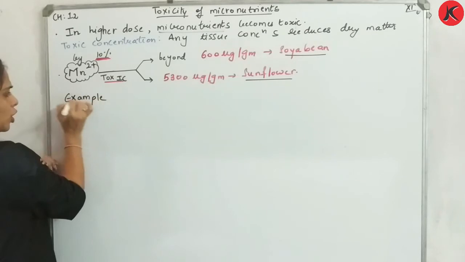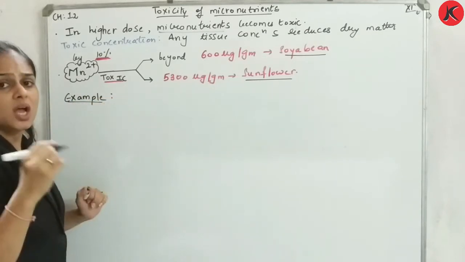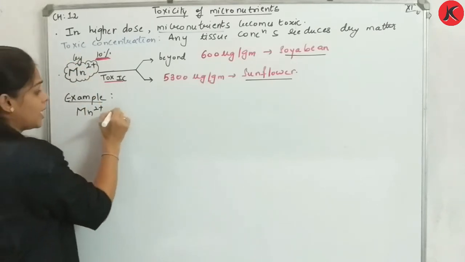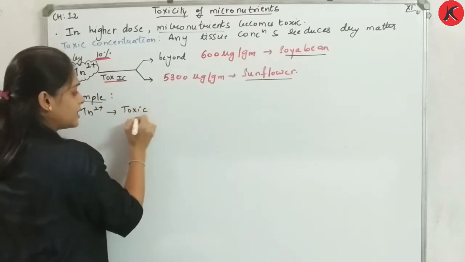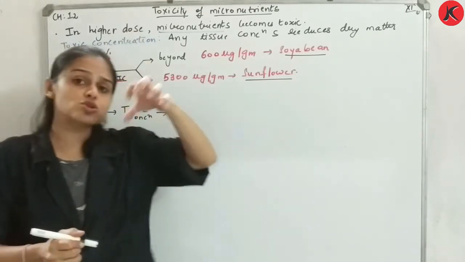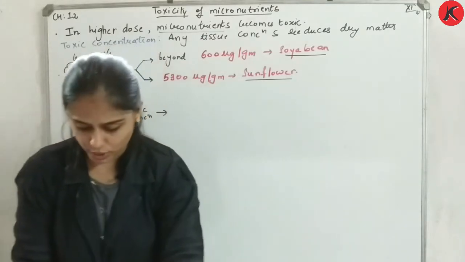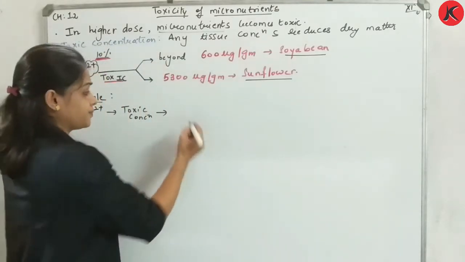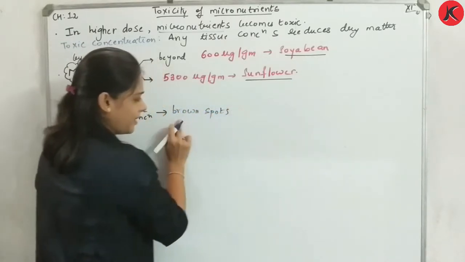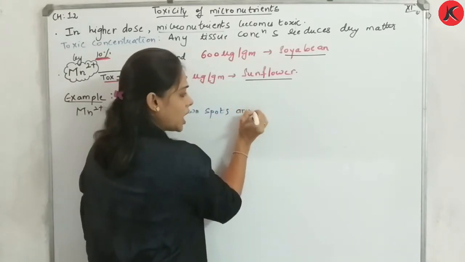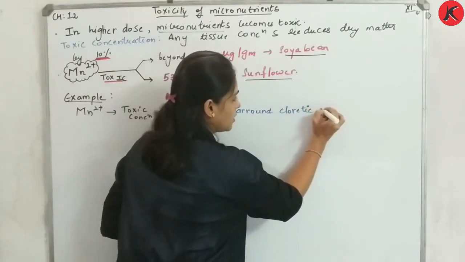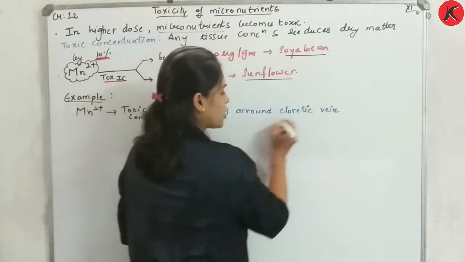Okay. Now let's understand this with वन एग्जाम्पल, टॉक्सिसिटी को समझे थोड़ा ज्यादा. If I am talking about your manganese, again we are going to understand this only, right? If it is present in toxic concentration, it is responsible for giving brown spot around chlorotic vein. Okay, उसका जो symptom है, what is that? It gives brown spots around chlorotic vein.